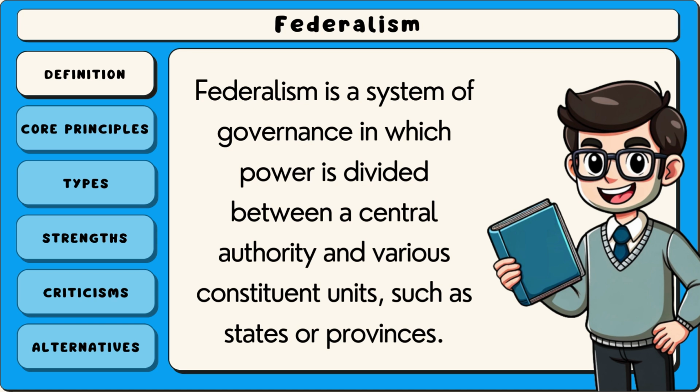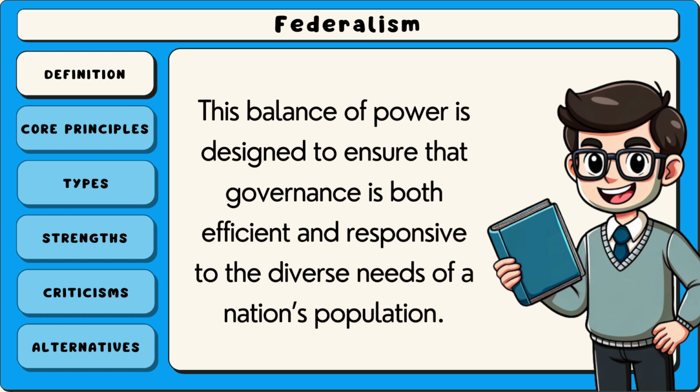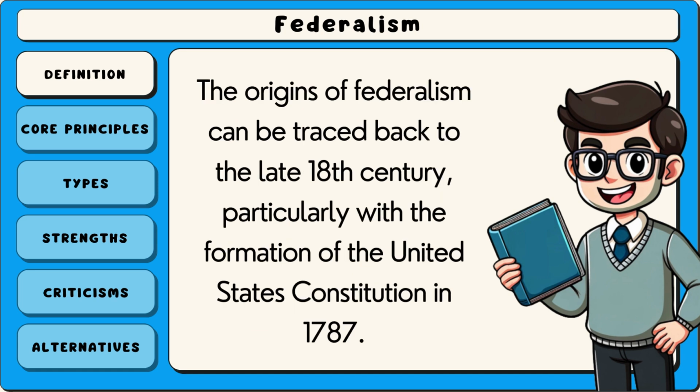Federalism is a system of governance in which power is divided between a central authority and various constituent units, such as states or provinces. It allows these units to maintain certain levels of autonomy while operating under a unified national framework. This balance of power is designed to ensure that governance is both efficient and responsive to the diverse needs of a nation's population. The origins of federalism can be traced back to the late 18th century, particularly with the formation of the United States Constitution in 1787.